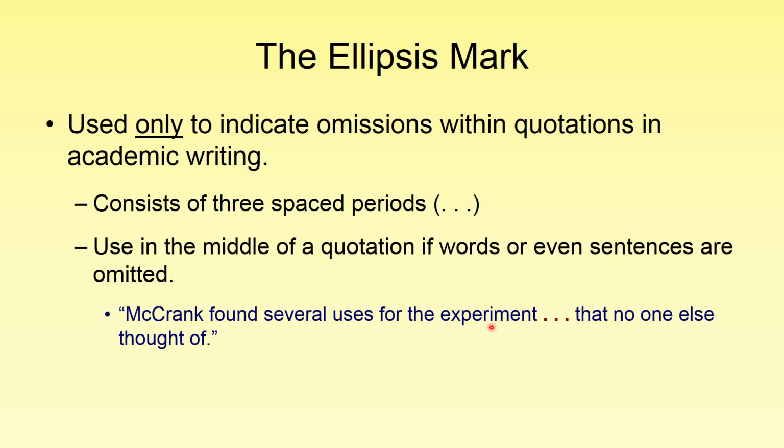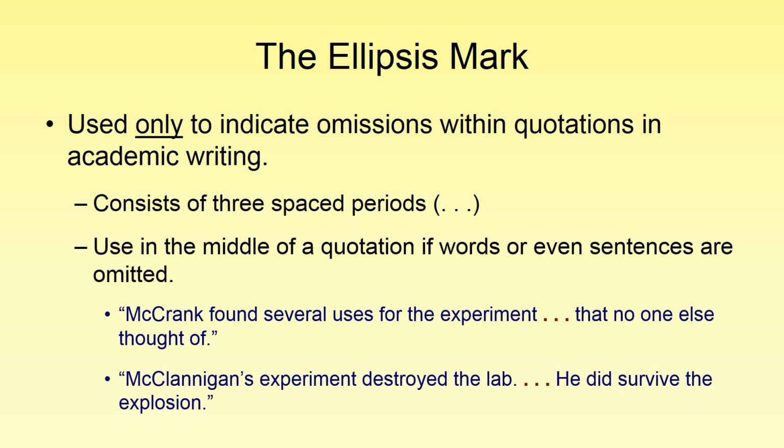McCrank found several uses for the experiment that no one else thought of. So here we're saying there was likely some information in this document about these uses, and you can go back to the document if you'd like and you can check those out. But for our use, we're just going to leave that information out because we're not deeming it important to the document that we're writing. Here's another example.